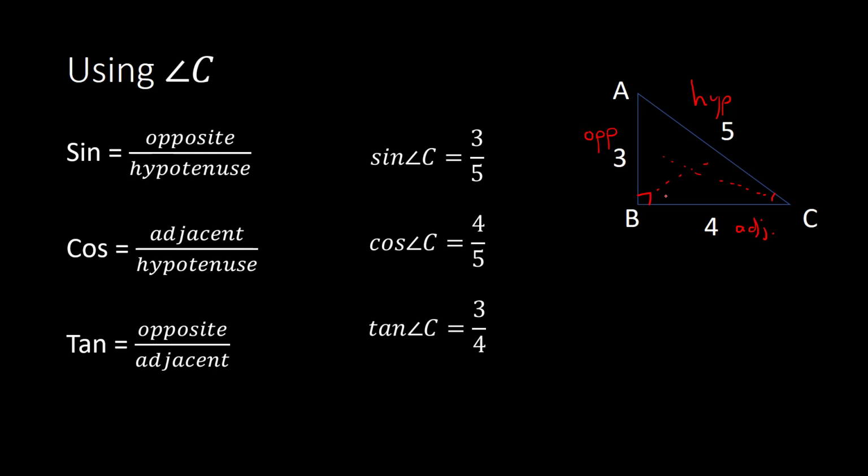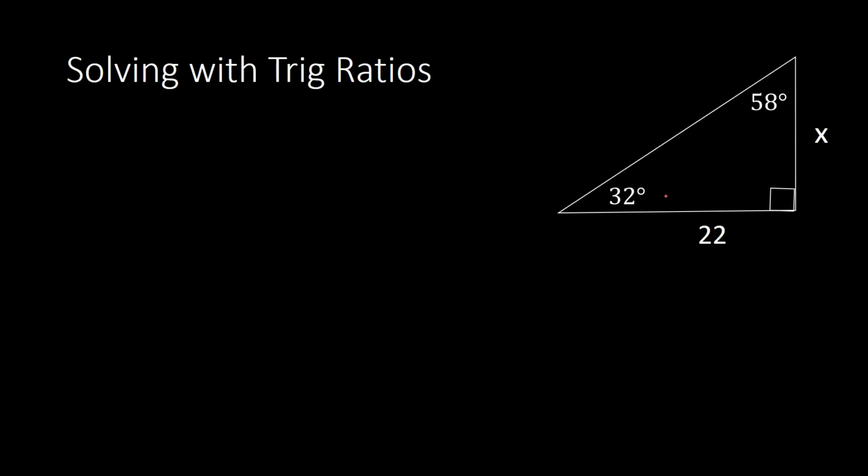So now that we know opposite, adjacent, hypotenuse, plus the 3 trig ratios, we can use that information to solve using those trig ratios. So our objective here is to solve for x.